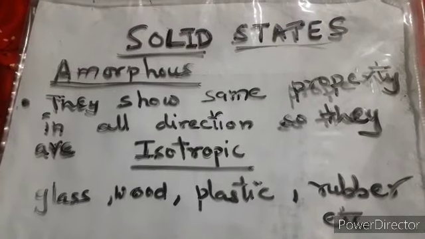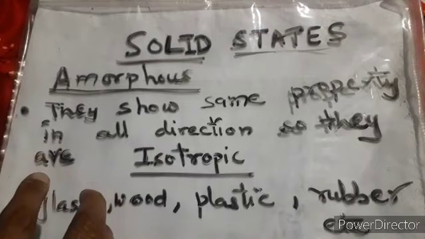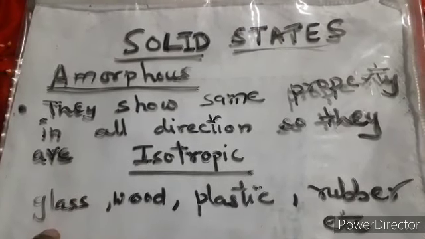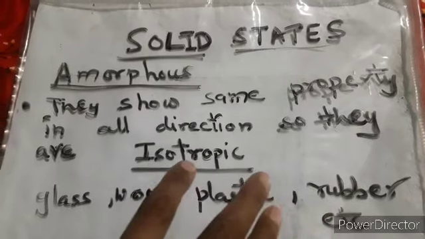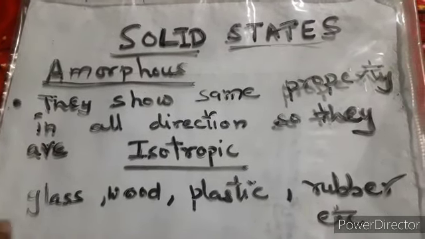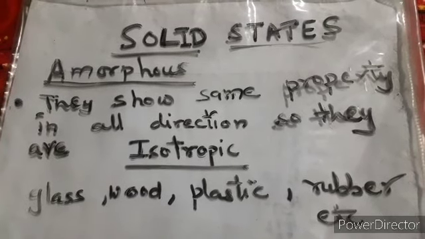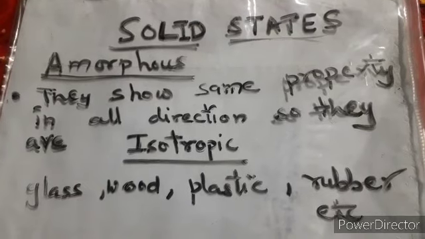So a term was given to us, that is isotropic in nature. We come across certain examples for it also, like glass, wood, plastic, rubber; they also come in this category. I think these two concepts are quite clear to you all, what crystalline and amorphous solids are. Now we'll focus on another concept of solid state.